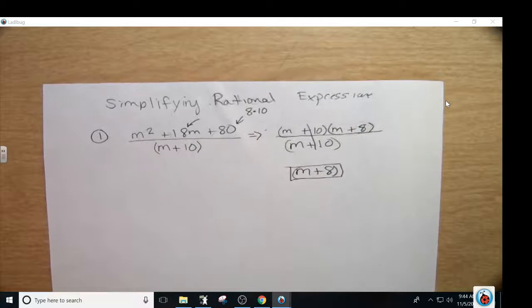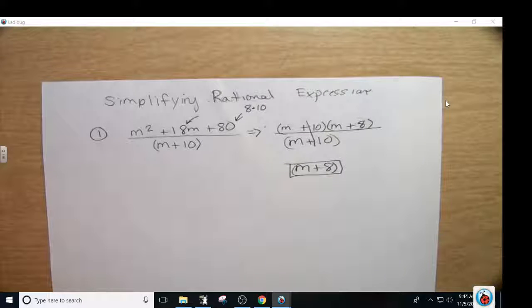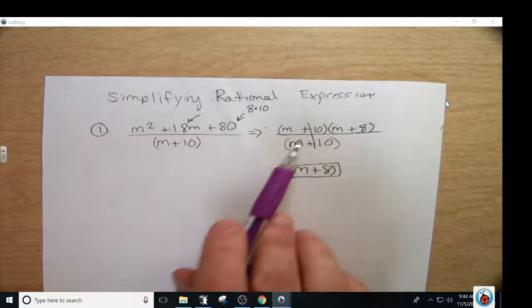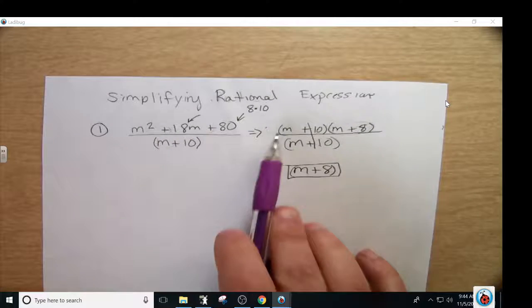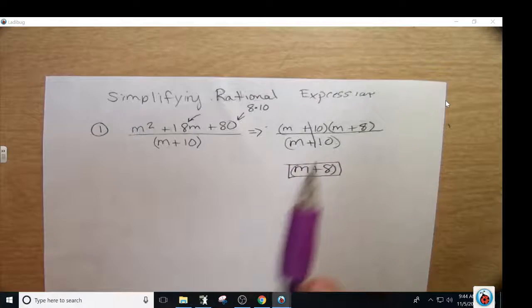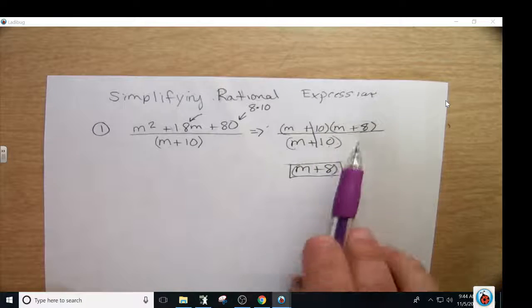Guys, they can get a little more. We'll get to one here in a minute. All right, so there's nothing you can do on the bottom, right? You factor the top, and then if the binomial matches completely, m plus 10, m plus 10, you can cancel those out, and m plus 8 is your answer.